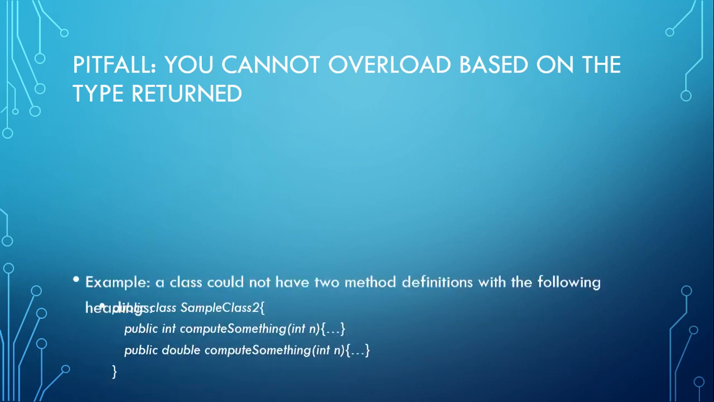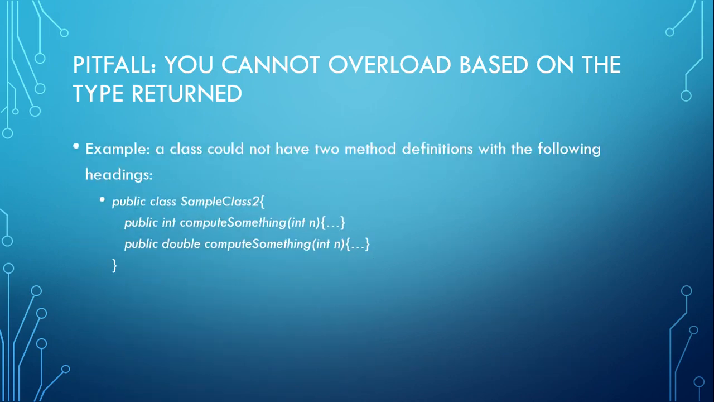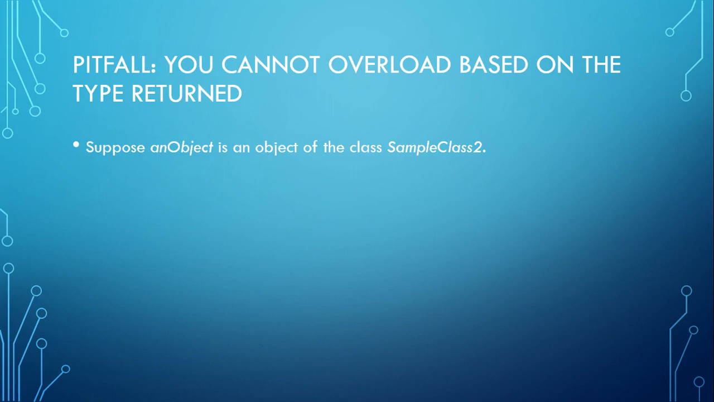All right, continuing this pitfall, let's look at an example. A class could not have two method definitions with the following headings. public class SampleClass2, public int computeSomething(int n), public double computeSomething(int n). Java cannot allow this overloading. In fact, it's going to give you a big hissy fit about it.